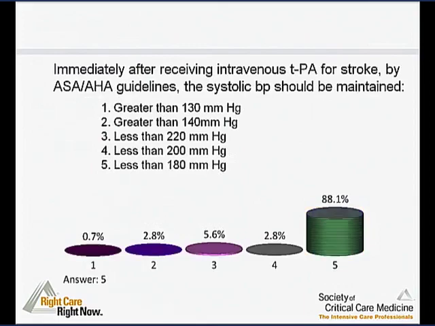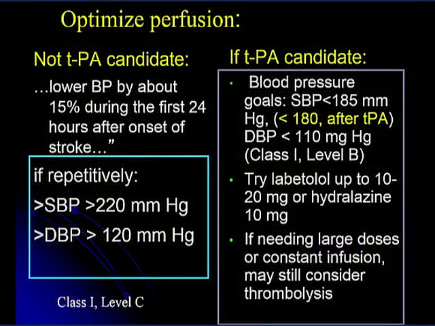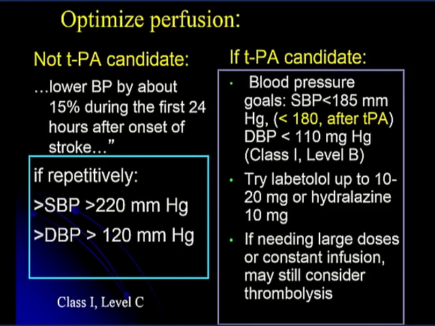Okay, good. So this is optimizing perfusion. The guidelines are that if the patient is not a TPA candidate, you can start lowering the blood pressure about 15% during the first 24 hours. Now remember, watch it first because it may start coming down on its own, so you're really not going to be aggressive. You're going to wait to have them swallow their medications anyhow because by guidelines, we're not supposed to let patients eat until they've been evaluated for dysphagia as well. So they're not going to get their oral medications. So you'll see it come down.